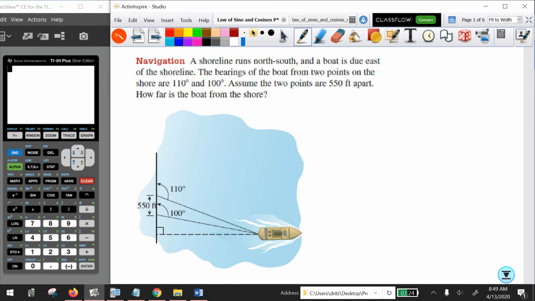Hi, the purpose of this video is to help you answer the question on the back of the performance assessment. So in this word problem, we're actually asked to determine how far the boat is from the shore. So what they want is this distance right here. That's what we're asked to determine.